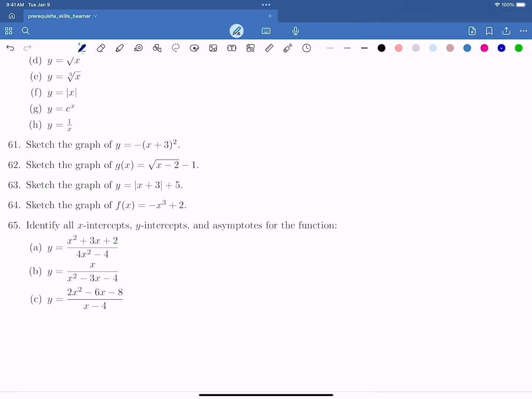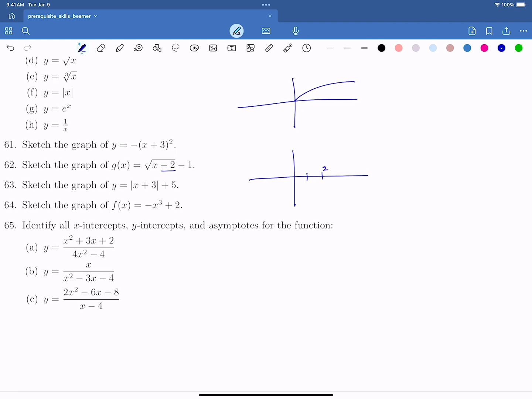Okay, the next one, g of x. Here, the parent function is just y equals square root of x. So here's that parent function, y equals square root of x. And we have some transformations. Minus 2 is going to shift it to the right 2. Right 2. And then this minus 1 is going to shift it down 1. So it's going to look like that.